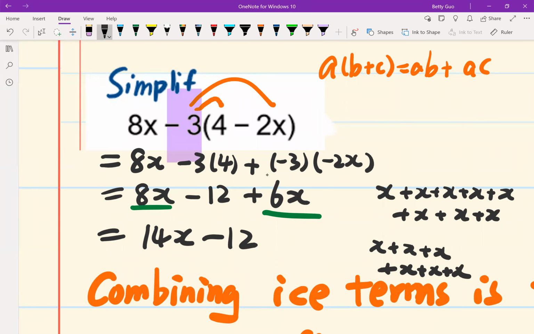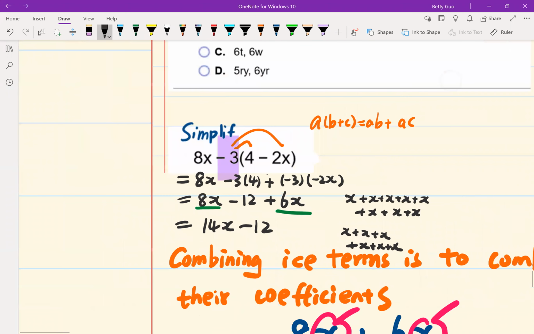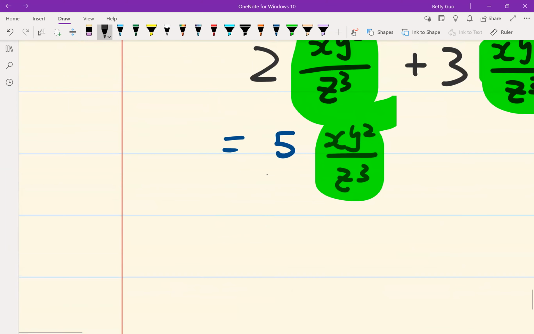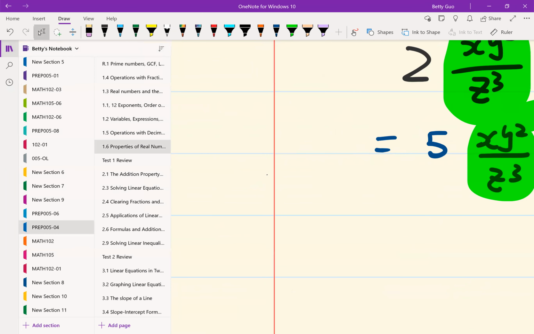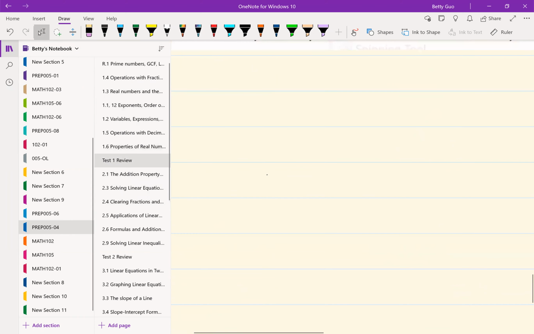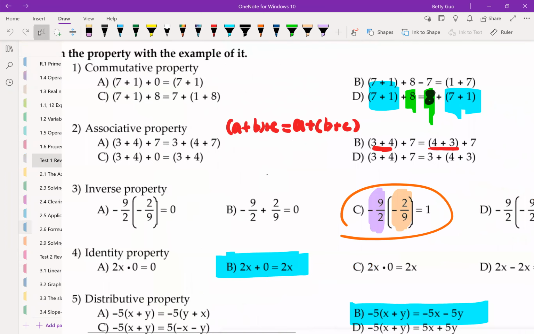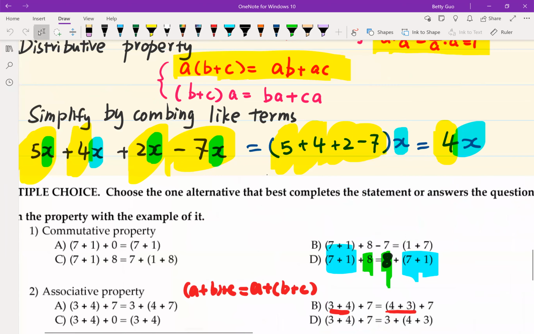All right, I think that should be the last thing for this chapter. Let me double check: prime number, GCF, LCM, fractions, decimals, real numbers, number system, and those things. Okay. All right, guys, are you ready for review?